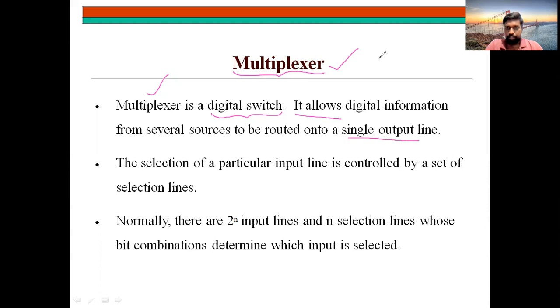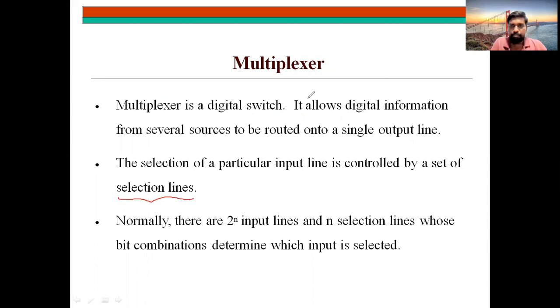Very important. You will have here 2 power n inputs, and you will have only a single output. So this is the representation of multiplexer, 2 power n cross 1. Okay, so this multiplexer is a digital switch which performs the switching mechanism of 2 power n inputs, and it will show only one output at an instant of time. Okay, so the selection of a particular input line is controlled by a set of selection lines.